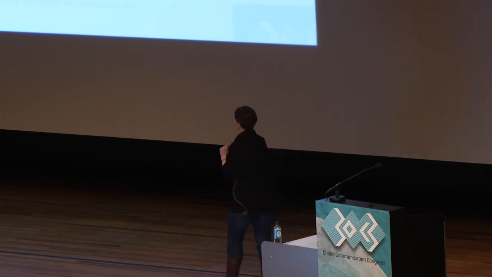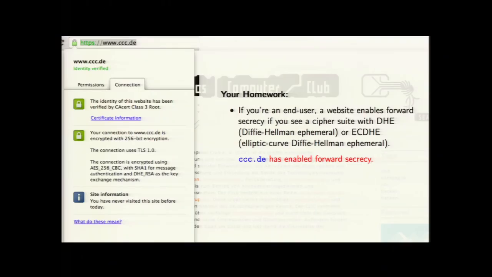So here's a piece of homework for you. As an end user, you can check whether the websites you're visiting have enabled forward secrecy. This is in Chrome, I don't know how your browser works, it's probably similar. If you click on the little lock and then click on connection, you can find out all the cipher information that your HTTPS connections are using.